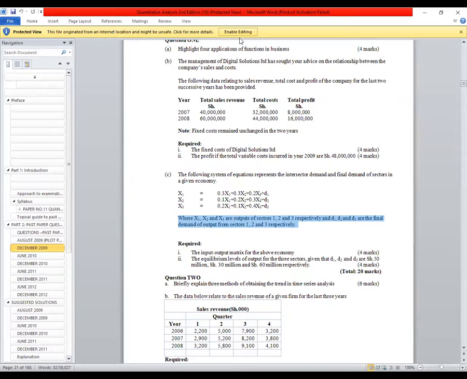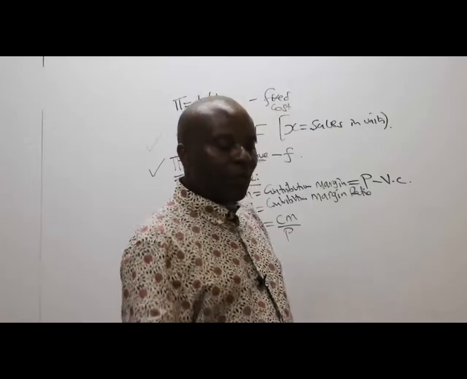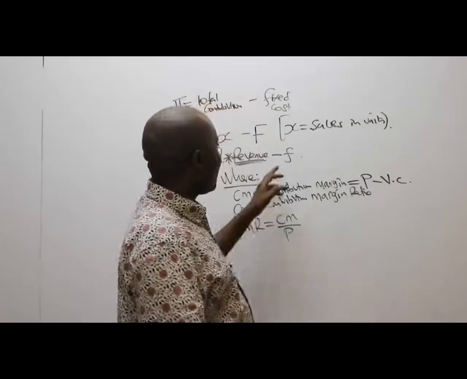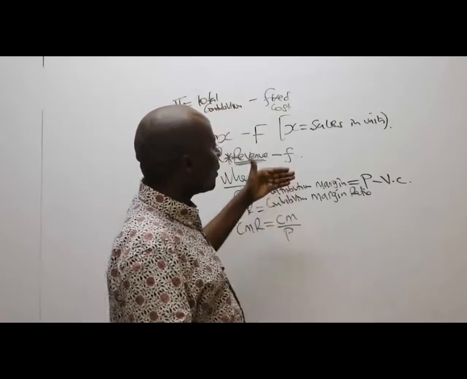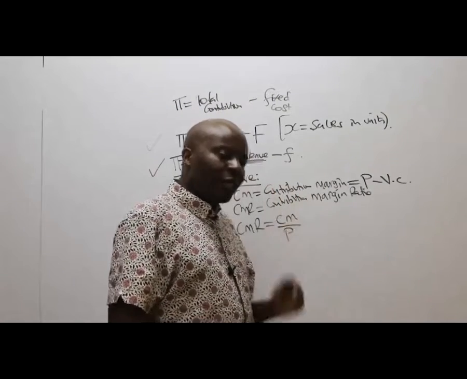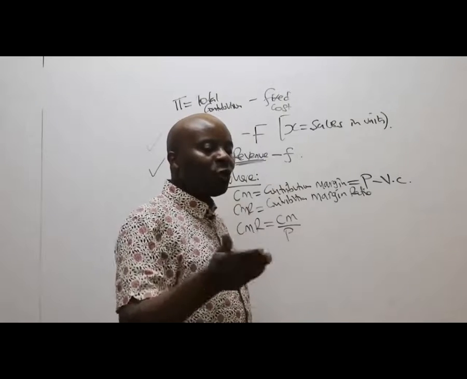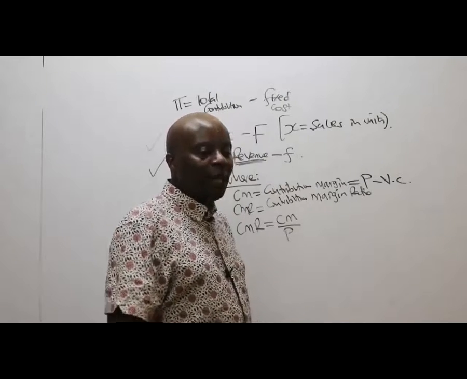Fixed cost remains unchanged in the 2 years. So meaning, ladies and gentlemen, this tells me one thing: that fixed cost between the 2 years will be the same. If the fixed cost in 07 is 10 million, then the fixed cost for this particular product in 2008 will also be 10 million.